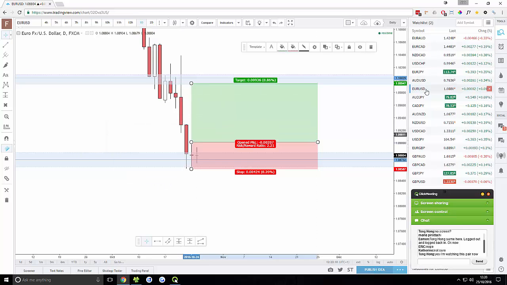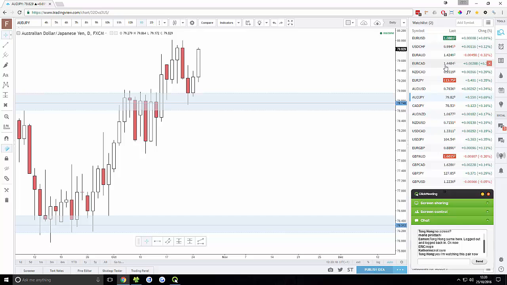I'm going to move these two to the top actually. Euro USD and USD CHF, because we do have 2 setups there, so I'll want to keep a closer eye on those ones.